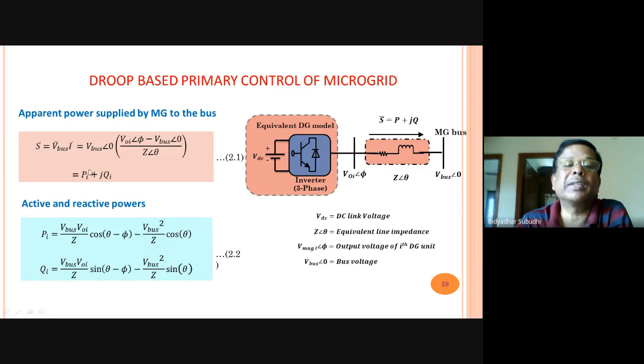Now to compute these P and Q, the active and reactive power for the ith DG, we use the apparent power, S bar equals V bus times I conjugate. V bus we know, and I is basically the difference between them, that is, (VOi minus V bus) divided by Z. That gives us Pi plus j Qi. Similarly, for the ith DG, using these relationships, we can find Pi equals V bus VOi by Z cos(theta minus phi) minus V bus squared by Z cos theta. Similarly, you can compute Qi.